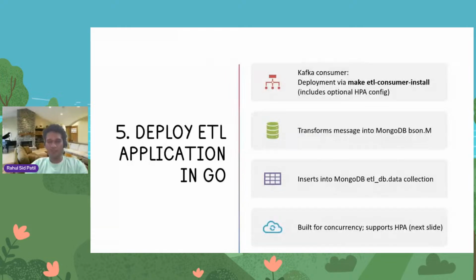Behind the scenes, this builds and loads the Docker image into Minikube, applies Kubernetes YAMLs for the deployment and MongoDB credentials, and verifies pod readiness. The ETL application is designed with concurrency in mind. It can efficiently process multiple messages using Go routines. And here is the best part. We have made it auto-scalable.